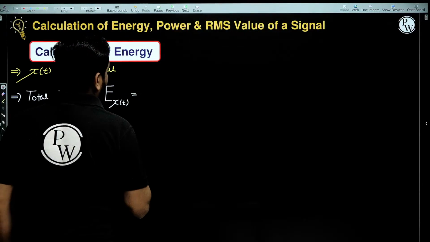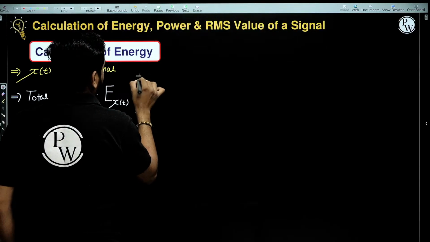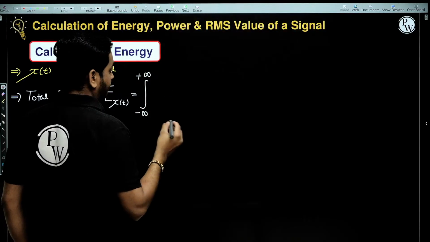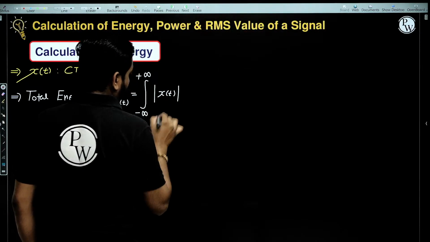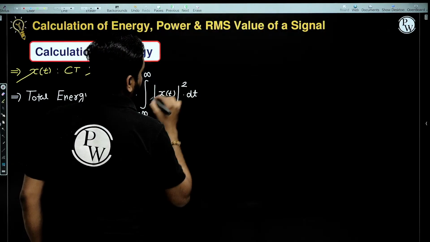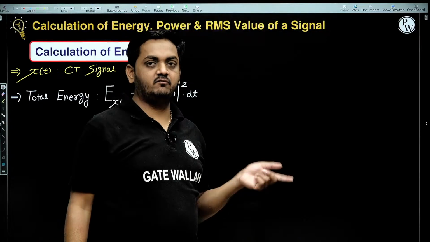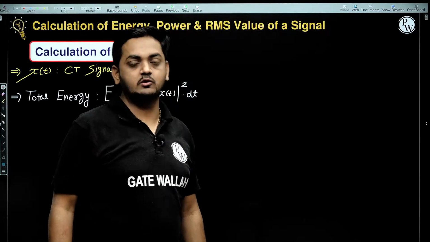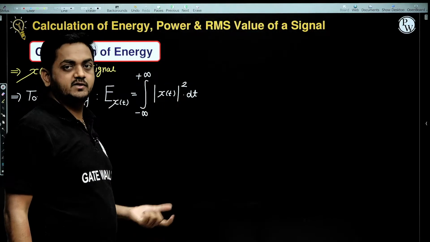It is nothing but, as I told you, guys, for the total you have to integrate the given signal from minus infinity to plus infinity. We will take the square, but here I am considering the modulus also, guys. First you have to find the magnitude of the given signal and then square. Now the doubt is, sir, already we are considering the square, then why are we taking the modulus also? What is the meaning of mod?